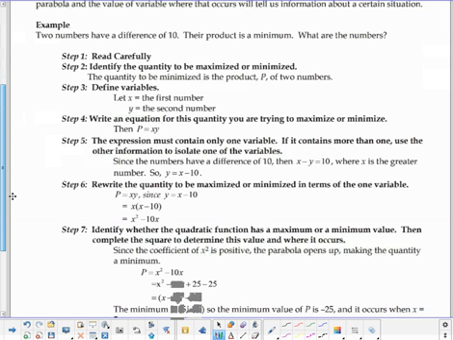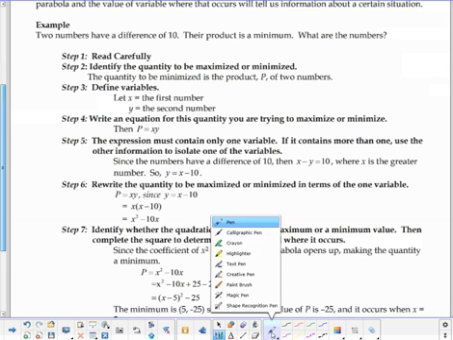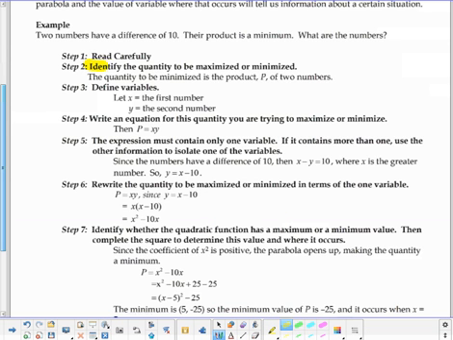But this is one example. Two numbers have a difference of 10. The product is a minimum. What are the numbers? One of the most important steps is to identify what you're trying to maximize or minimize, because that's going to be your main equation. So in this problem, what are we maximizing or minimizing? The sum or the product? Or, sorry, the difference or the product? The product, right? It says the product is a minimum.